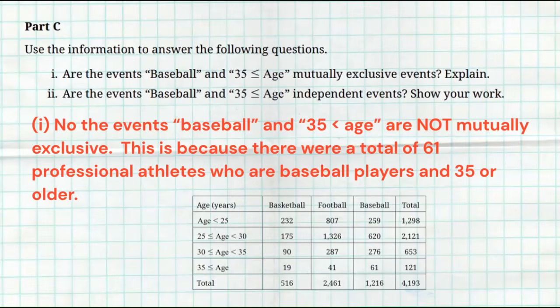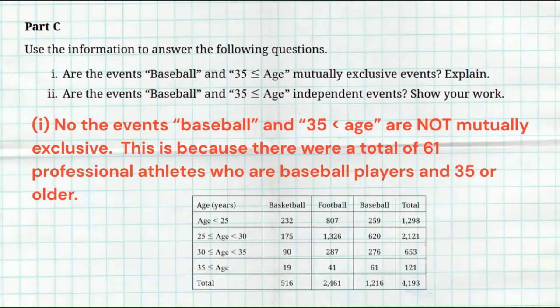And this can easily be seen because in the table, there are 61 total professional athletes who both play baseball and are 35 or older. Mutually exclusive would imply that there were no athletes that both played baseball and were 35 or older. So the fact that we got 61 means that they are not mutually exclusive because there is definitely that overlap. All right, the second question, double I, says, are the events baseball and greater than or equal to 35 independent events? So to analyze this, we really have to take a deep dive into the table.